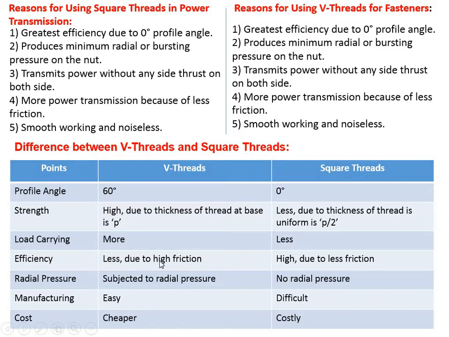Efficiency is less in the case of the V thread due to high friction, and in the case of a square thread it is high due to less friction. The V thread is subjected to radial pressure, and there is no radial pressure in the case of a square thread. Manufacturing is very easy for the V thread, but for the square thread it is difficult. The cost of the V thread is very cheap, and the square thread is costly because the manufacturing is difficult.